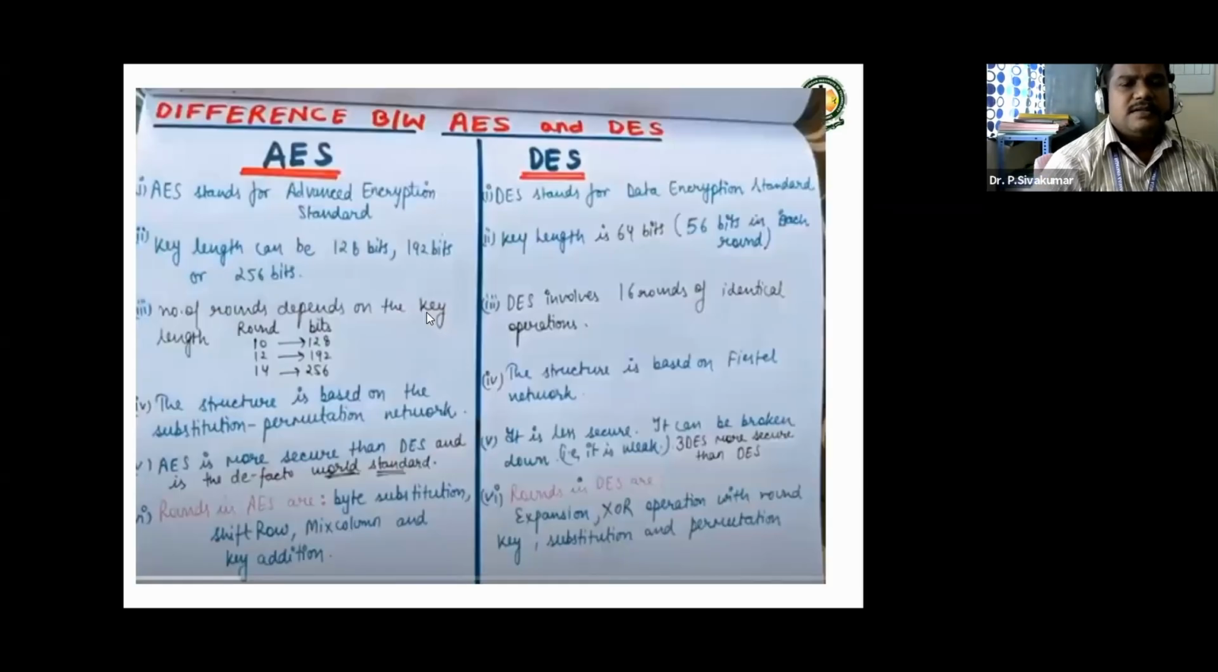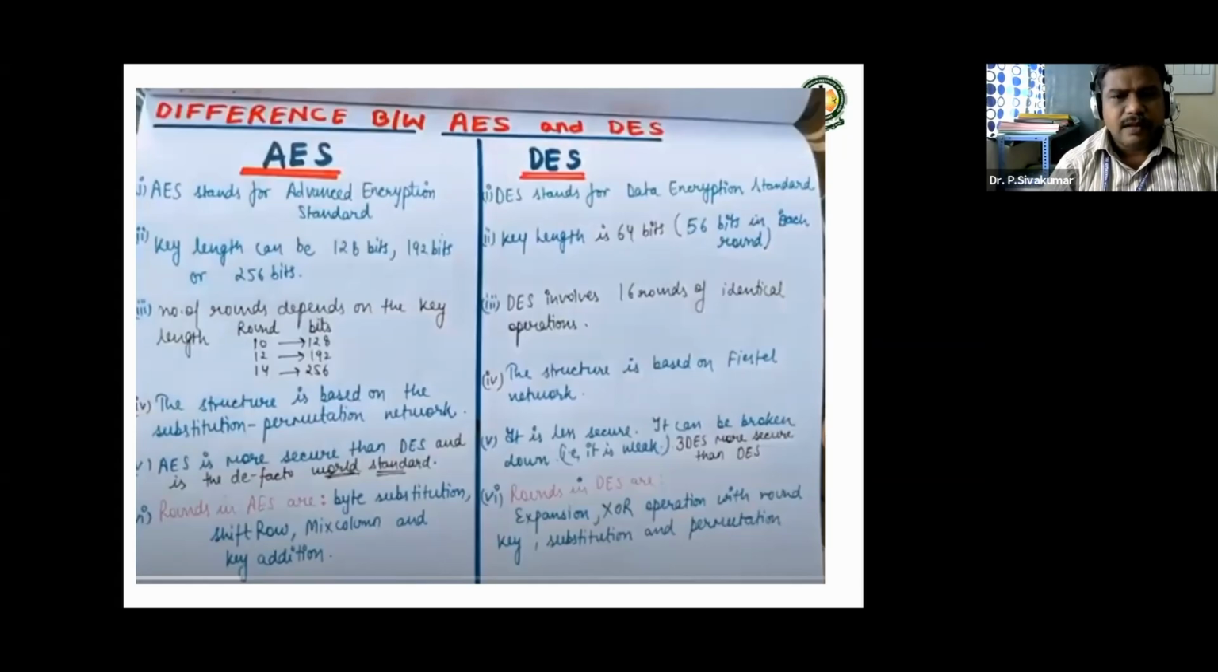Then we discuss the difference between AES and DES. AES is the Advanced Encryption Standard. DES is the Data Encryption Standard. What is the key length used? In AES it depends on the rounds: 10 rounds means 128 bits, 12 rounds means 192 bits, 14 rounds means 256 bits. In DES, the key length is 64 bits, of which only 56 bits are used as the key.